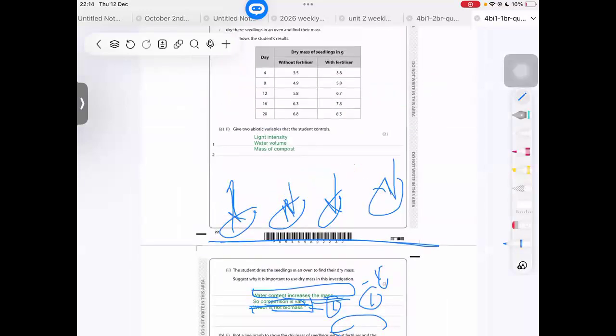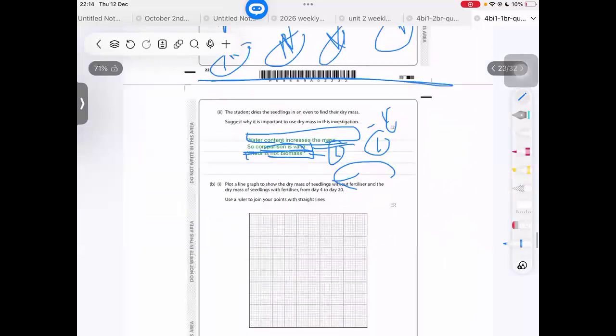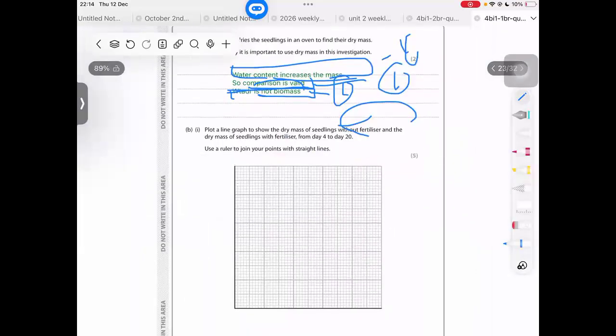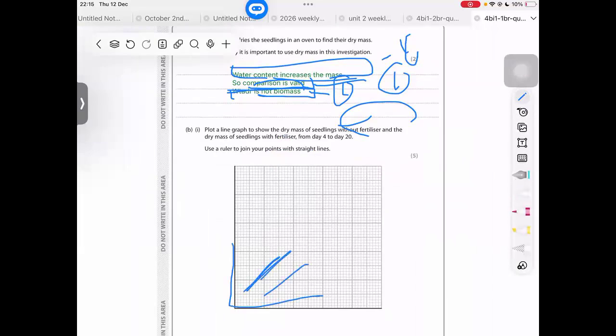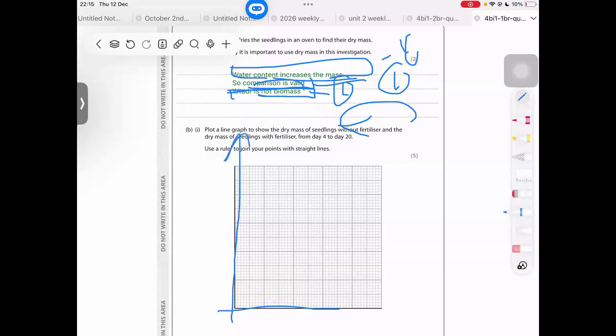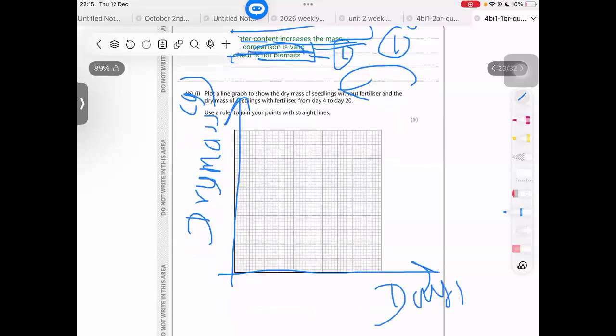Okay, so here, you have to at least use half of the grid. If you have just drawn a scale like this and if you have drawn the 2 lines like this, you won't get any marks for that. You have to use at least half of the scale, and make sure you always label the 2 axes, right? You must measure the two axes. One should be the dry mass of seedlings, that should be in grams, and the other should be days, right?